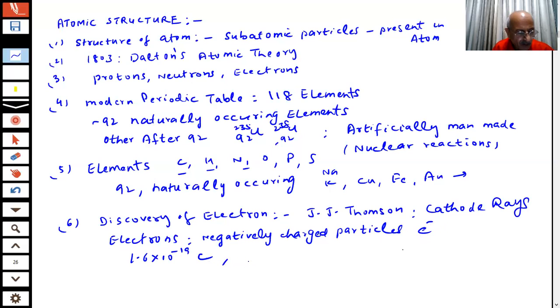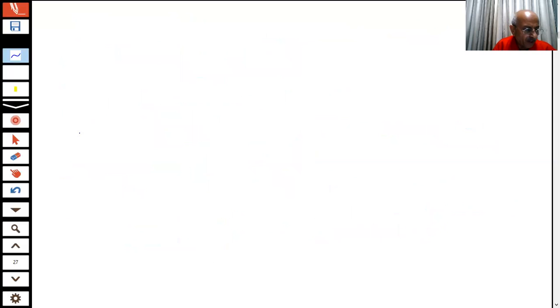The mass of the electron was determined also. These are already given in the book, students. Charge of the electron, mass of the electron. And further, what happened, students?